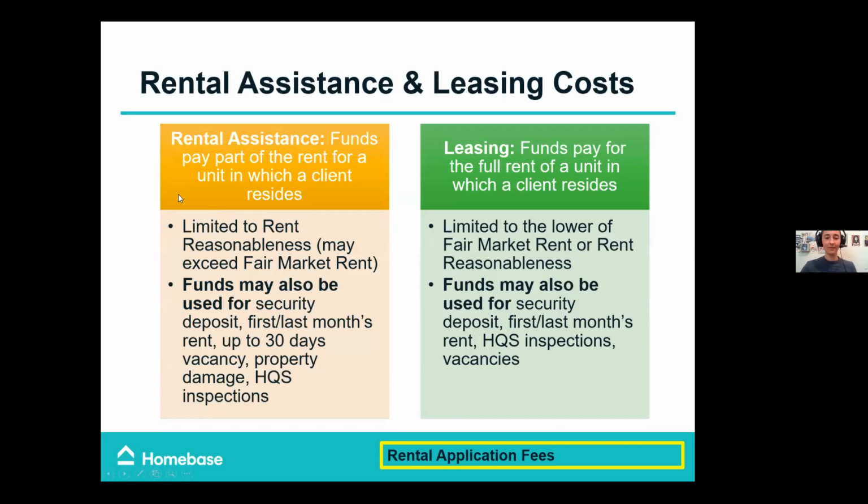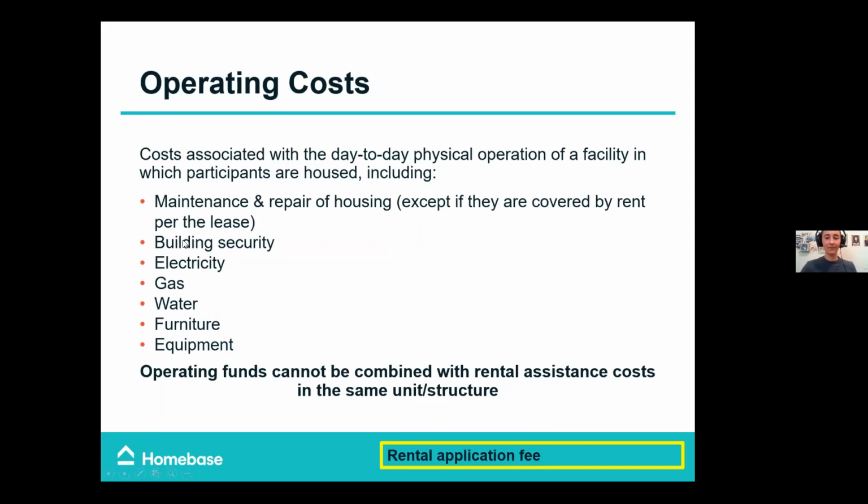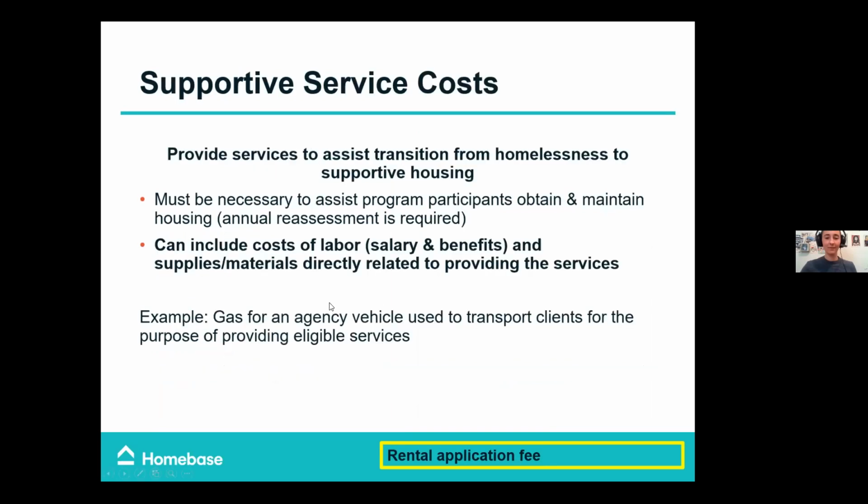I go to the slide and I don't see anything that specifically has to do with rental application fees. I'm not going to definitively rule it out, but I am going to continue looking through the other cost categories. So I'll move on to the next one. Next slide, please. Operating costs, I'm not seeing any rental application fees here either. So I'll keep looking. Supportive service costs. Here I see that one of the bullet points says it must be necessary to assist program participants to obtain and maintain housing. Rental applications are a necessary component to obtain housing. So this might be what I'm looking for, but I'll look to more slides for further detail.